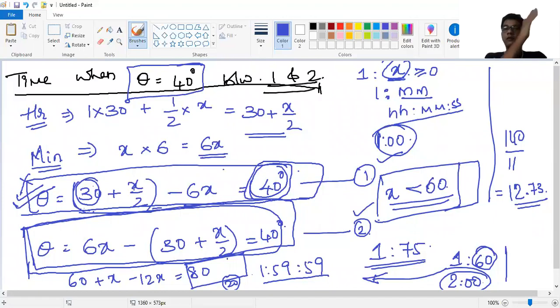then the hour hand will never be in 1. It will be somewhere in 12 o'clock. Which means you are not making an angle of 40 degrees between 1 and 2. You're actually making an angle of 40 degrees between 12 and 2, twice.